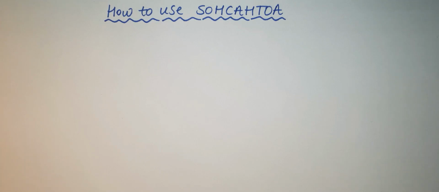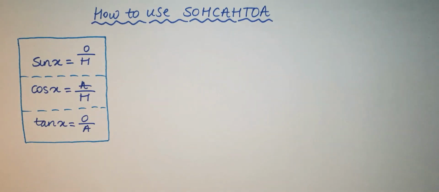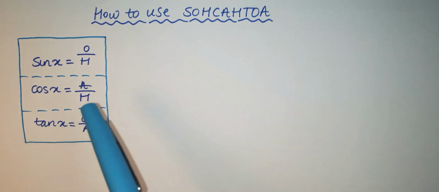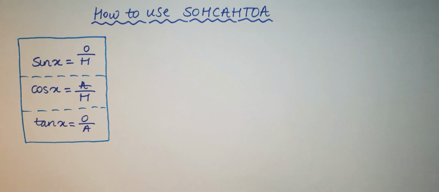In this video, we are going to go through how to actually use SOHCAHTOA, the three golden formulas. If we write SOHCAHTOA out, we get sine of x is opposite over hypotenuse, cos of x is adjacent over hypotenuse, and tan of x is opposite over adjacent. So we're going to go through a few questions with triangles to see how we can use these three formulas.